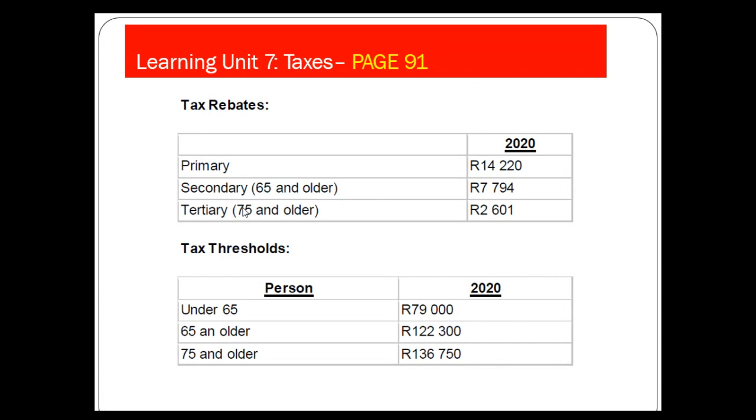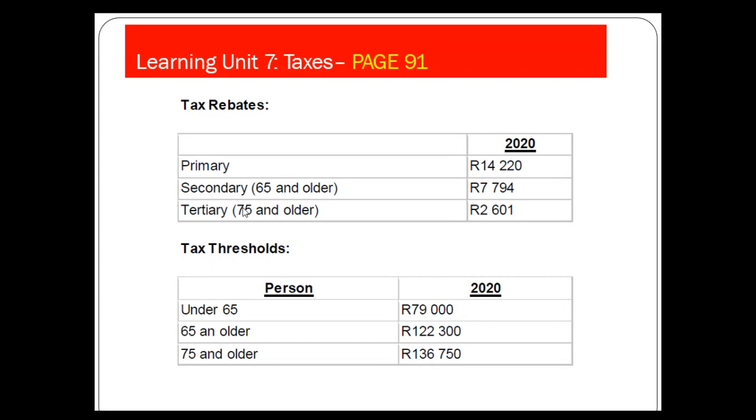So you and I qualify for the primary rebate, currently 14,220. But if you are 65 years and older, you will qualify for 2 rebates, meaning primary and secondary. But if you are 75 years and older, you will qualify for 3 rebates. As I said, the first rebate everyone qualifies for. The second depends on age, 65 and older. If you are 75 and older, you get 3 rebates. So in other words, you will end up paying less tax.